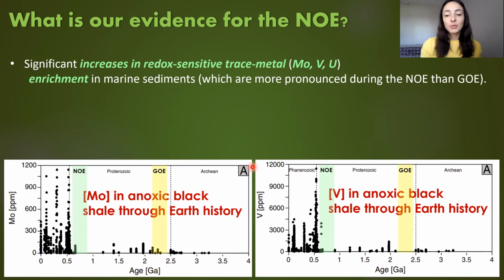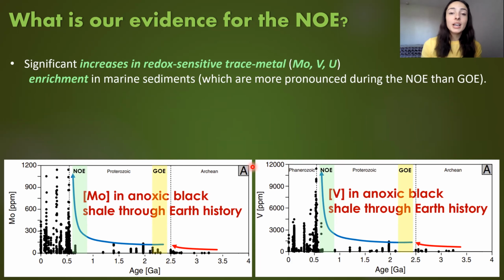Well, that's right, they really didn't rise as much in the GOE as they did due to the NOE, but this is just because there was still so little oxygen in the atmosphere that not a lot of molybdenum and vanadium had even been transported to the oceans yet, because continental oxidative weathering is needed to even transport these redox sensitive trace metals to the ocean to then become incorporated into sediments.